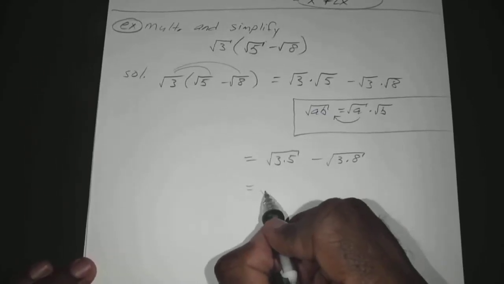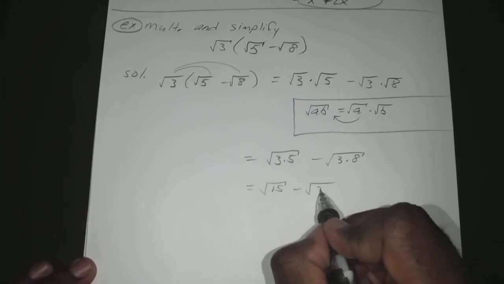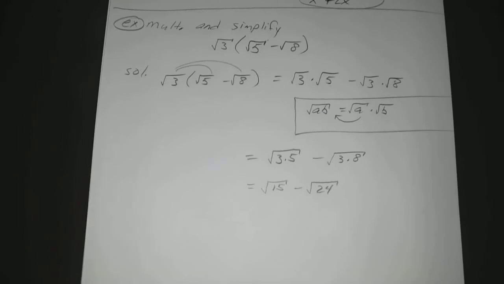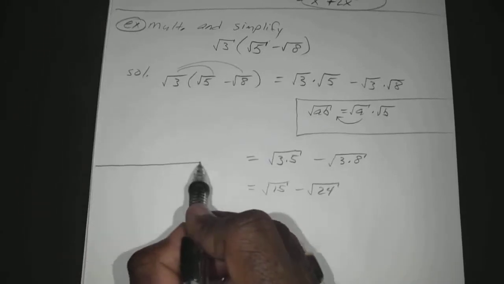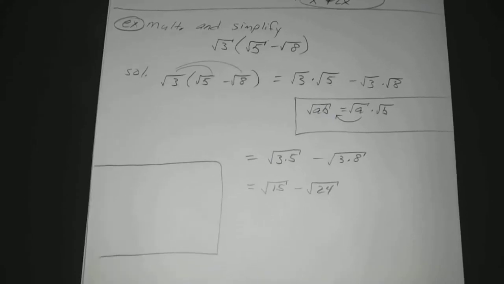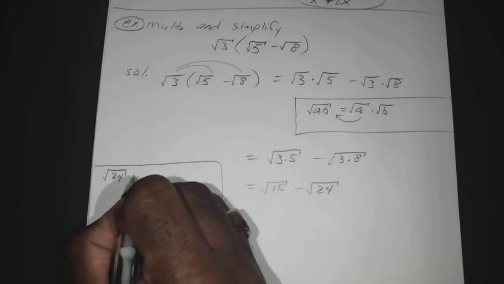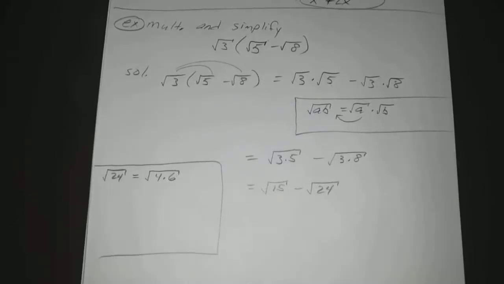Okay, so we have square root of 15 minus square root of 24. Okay. Now with 15, you can't factor out a perfect square, so that's pretty much going to stay the way it is. But 24, you can maneuver that one a little bit. The square root of 24, we can just make that square root of 4 times 6.